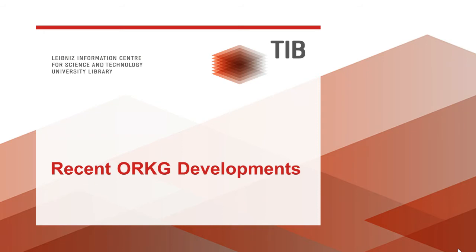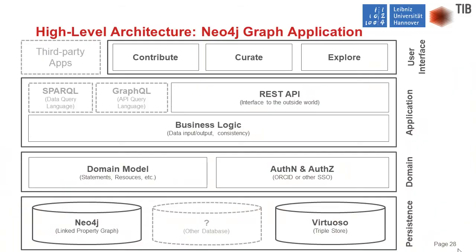What about recent Open Research Knowledge Graph developments? I will give you some current updates which are currently under development or partially already also available. So the general architecture follows a layered architecture. We have a graph database, Neo4j, as a basis, and then on top different APIs, which are then used in the user interface to facilitate curation, the exploration, and the contribution.